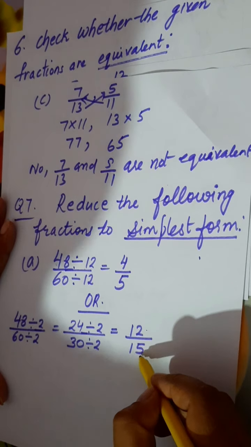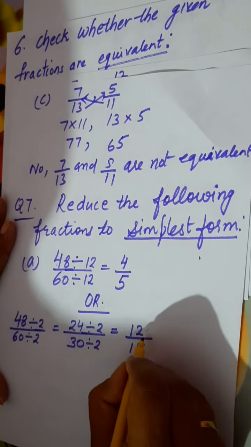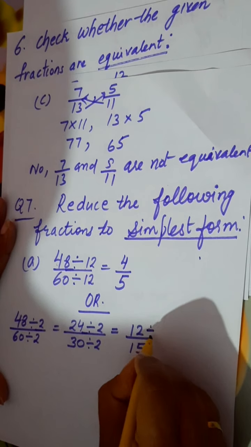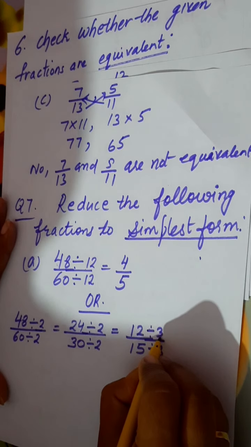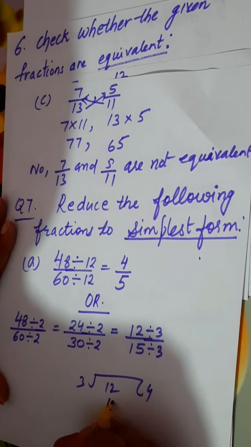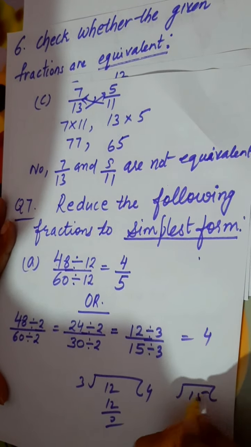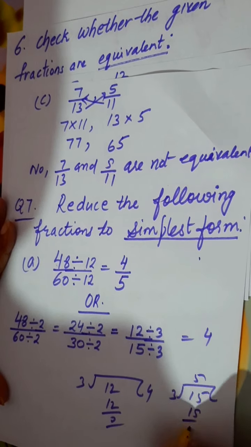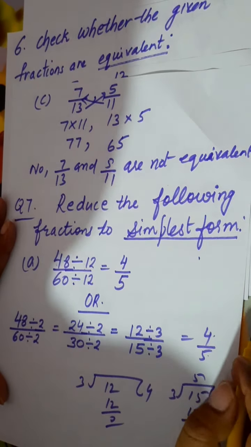And whenever you have to reduce, both numerator and denominator must be divisible by the same number. So 12 and 15 both are divisible by 3. If you divide 12 by 3, 3 4s are 12. I will write 4. When you divide 15 by 3, 3 5s are 15. I will get 5. Now 4 upon 5 is the simplest form.